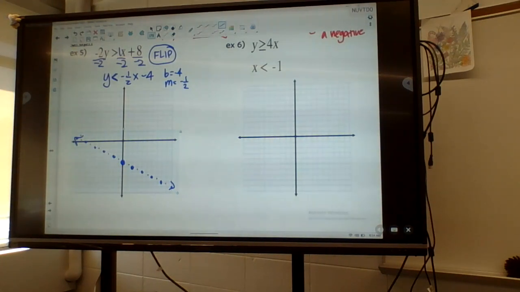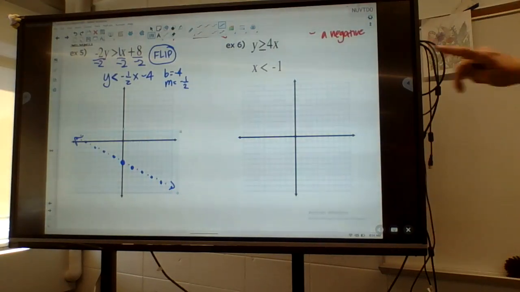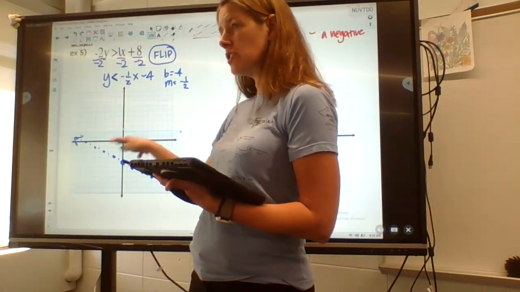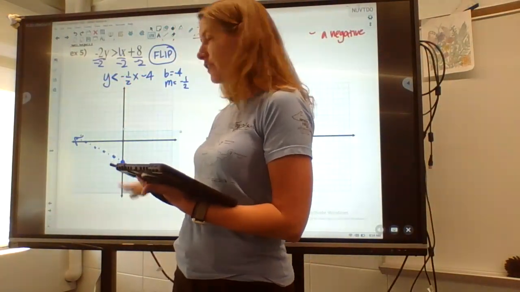All right, so what we need to do now is this is where we do a test point. Or you can also use a little bit of logic with this. This is saying y is less than this. Less would be down, so I could just color down. So I'm assuming I'm going to color down here.